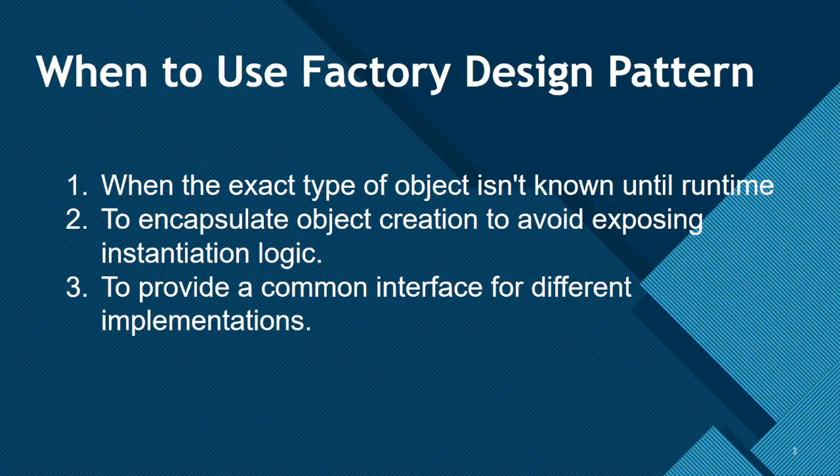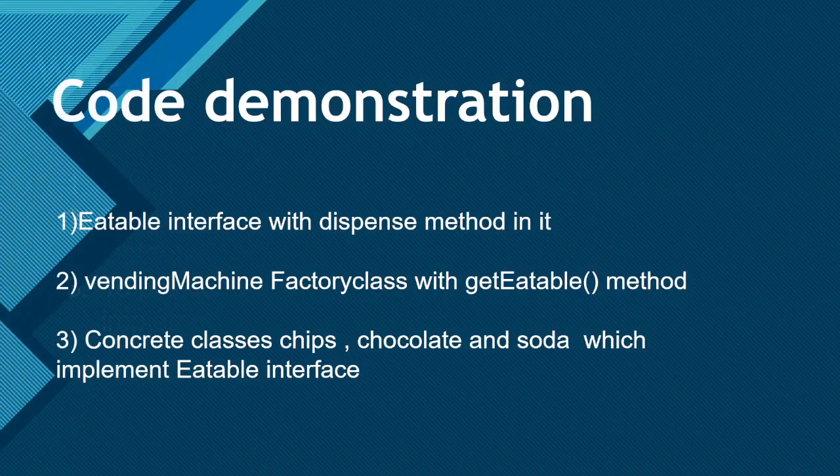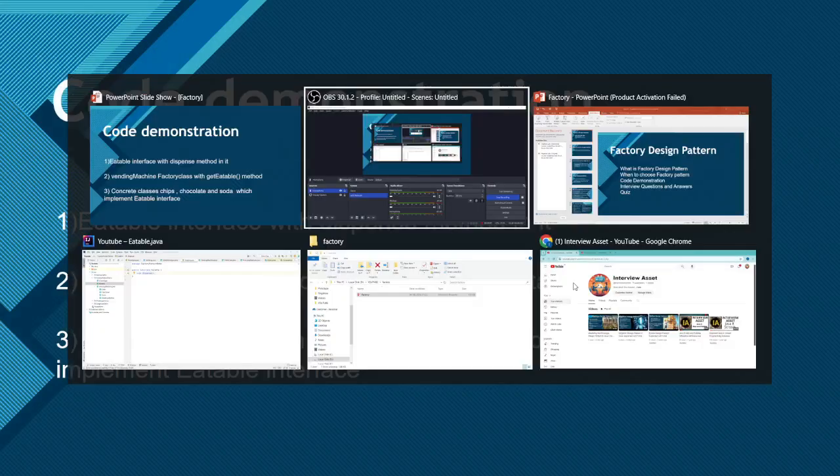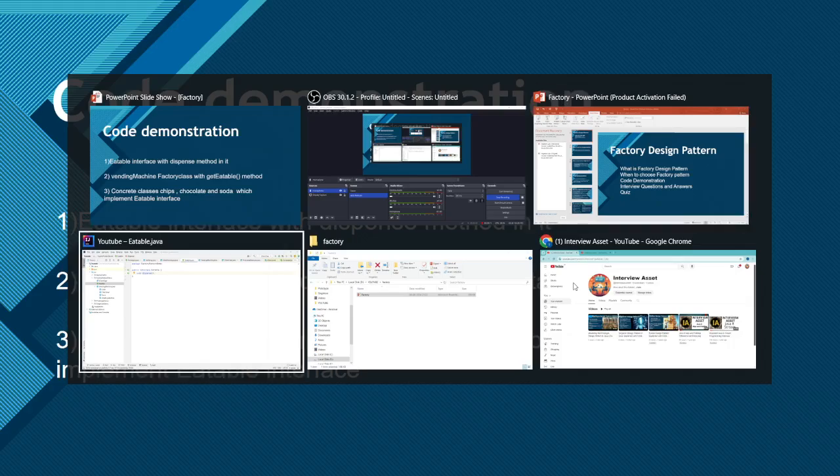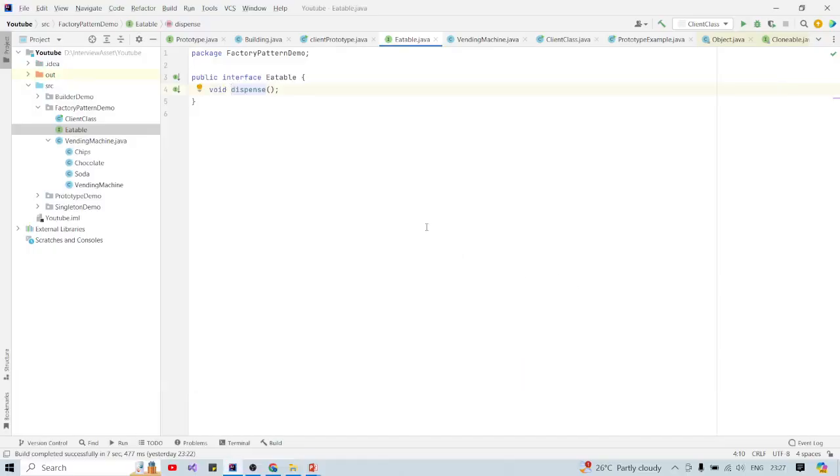Now let's move to the code demonstration. Here primarily we'll be having some interfaces and classes. So let me go through them one by one. First, we'll be having an eatable interface. This interface defines a dispense method that all snack types will implement.